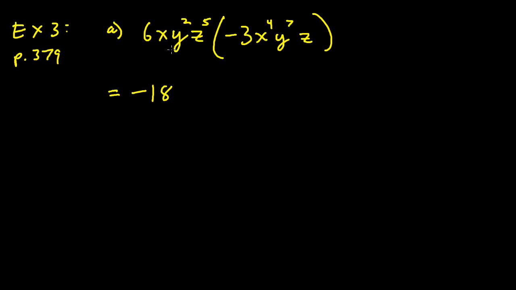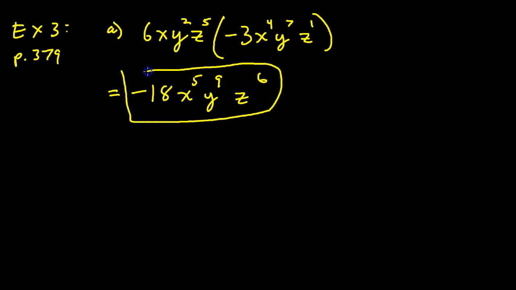I've got 1 factor of x times 4 factors of x. That'll give me 5 factors of x. Y squared times y to the seventh. I'll add the exponents, keep the same base, and add the exponents, y to the ninth. And z to the fifth times z to the first power is z to the sixth power. Final answer, minus 18 times x to the fifth, y to the ninth, z to the sixth.